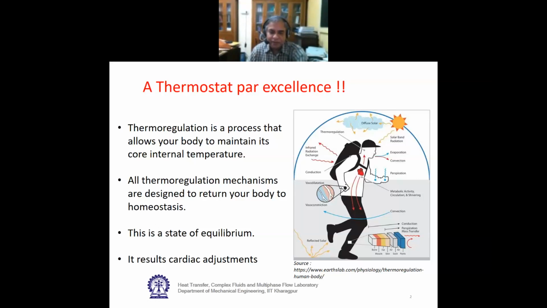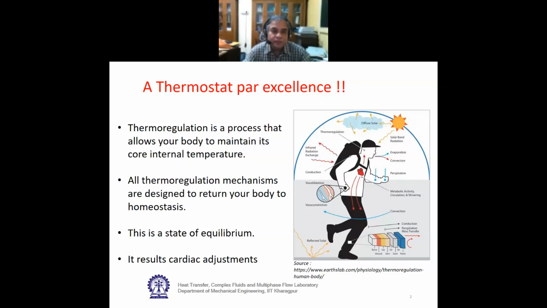So in this first slide, I would like to convey the idea that the human body is acting as a very excellent thermostat. And this thermostat is working 24/7, and it is also working if the human being is moving from one part of the globe to the other.